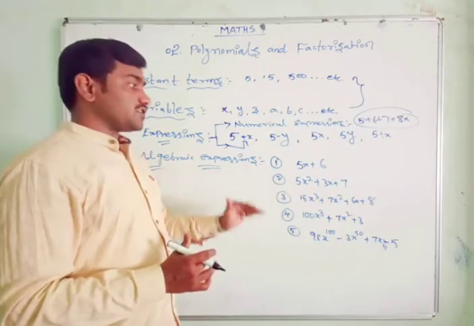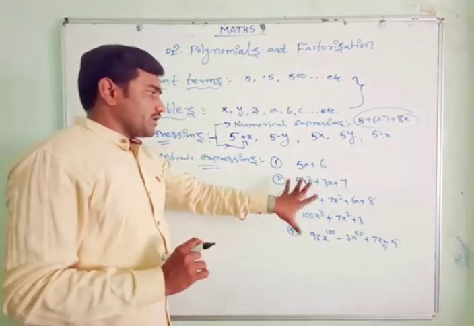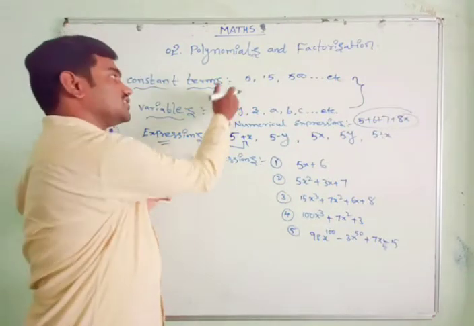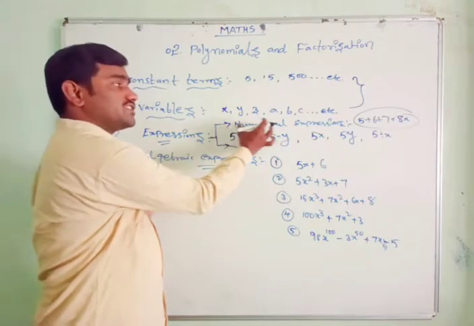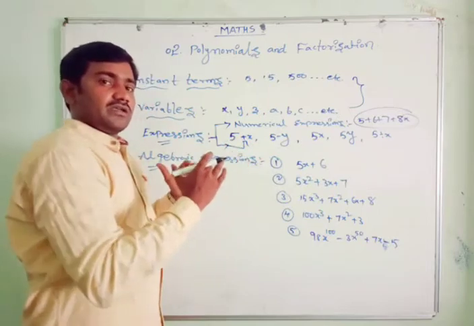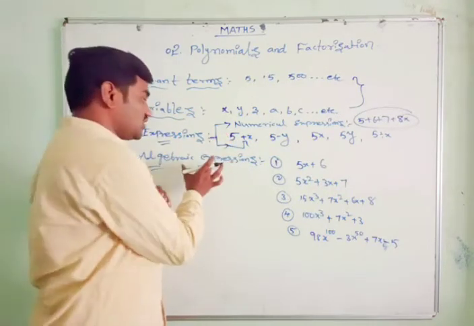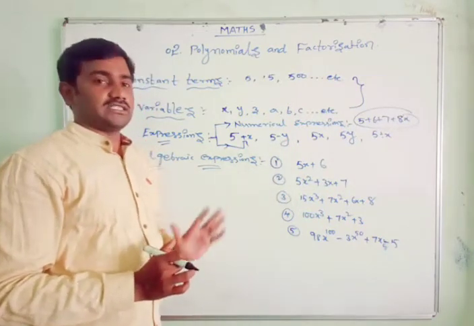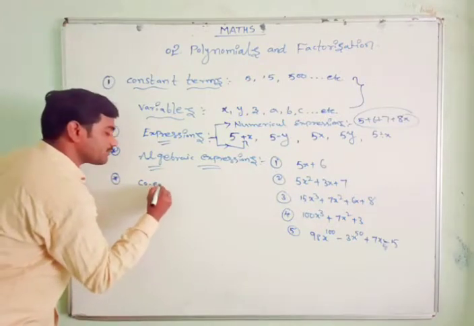These are the basics we must know before we enter into this polynomials and factorization chapter. So now we have learned about constant terms and variables. The combination of constant terms and variables is known as an expression. Expressions are classified into two types. One is the numerical expression, in which we can see only numbers. If at least one variable is present in the expression, it is known as an algebraic expression, and these are examples of algebraic expressions. Next, we must learn about coefficients.